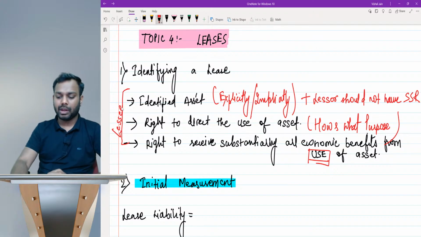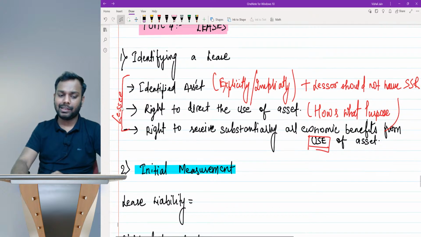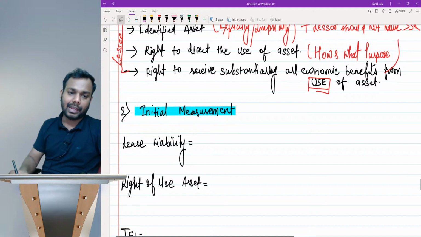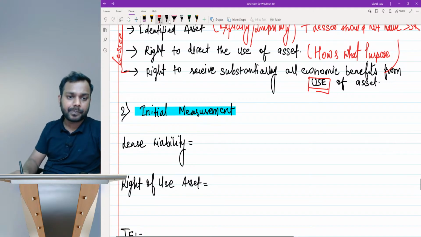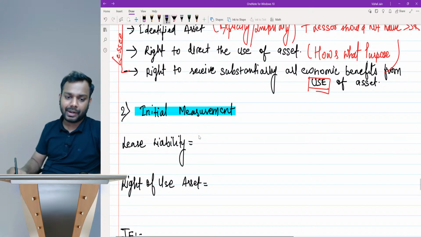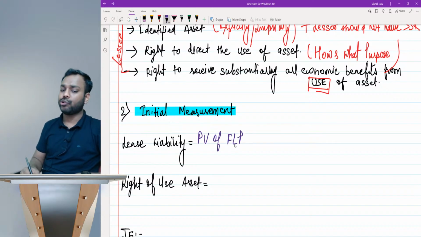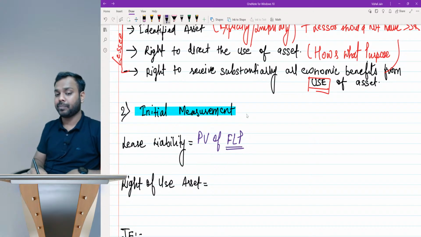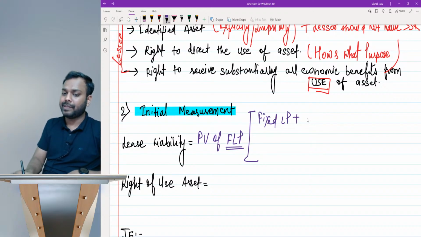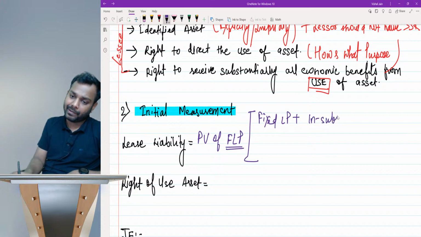Okay. Now coming to the initial measurement, how the lease liability and the right of use asset will be measured initially. So initially lease liability will be measured at present value of future lease payments. Now the question comes up, what comprises the future lease payments? It can comprise fixed lease payments. It can comprise in substance fixed lease payments.